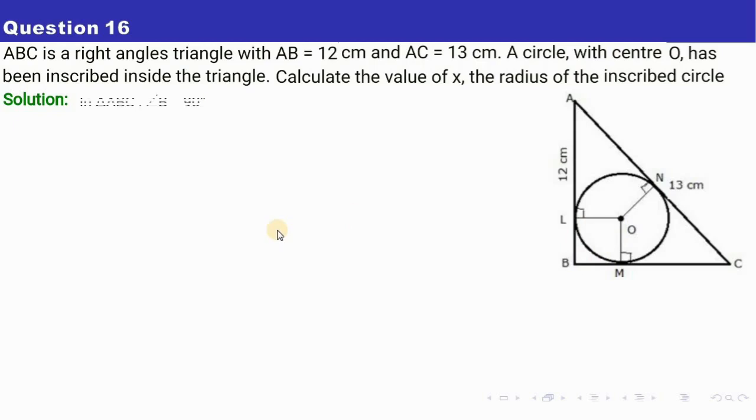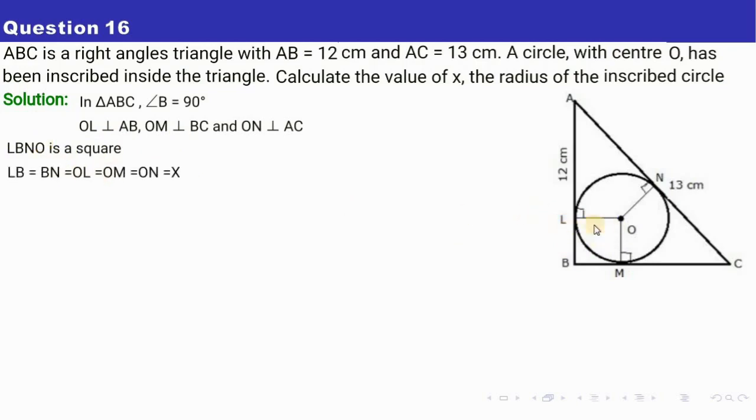Okay, fine. So as I said, in triangle ABC, it is given that angle B is 90 degrees. So we already know this, and as I said, LBNO is your square. Now, if it is a square, then each side will be equal to each other, and we know that this is the radius, so this will be my x, this will also be my x, and automatically these also become my x. So we have all equal to x here.